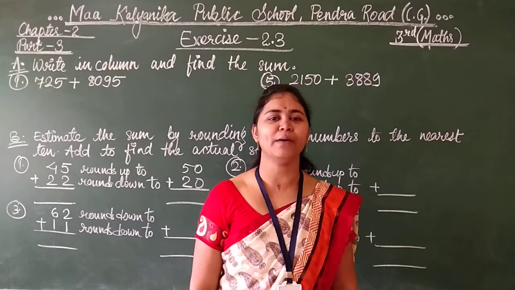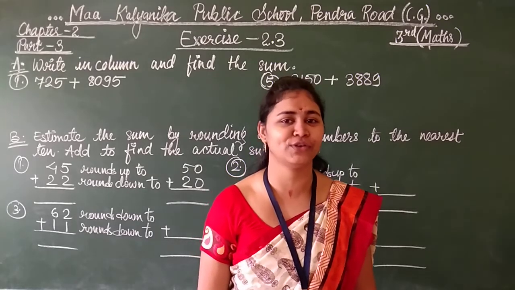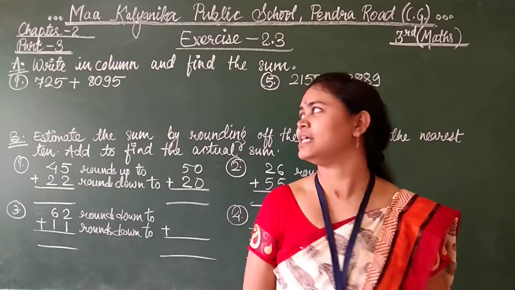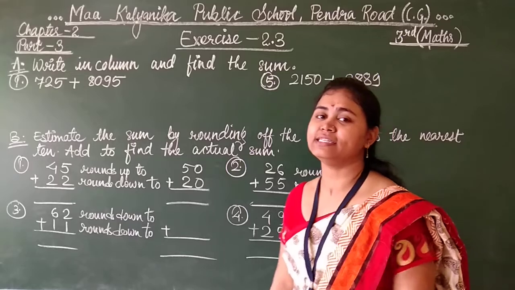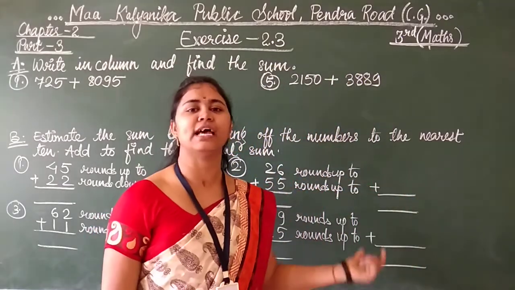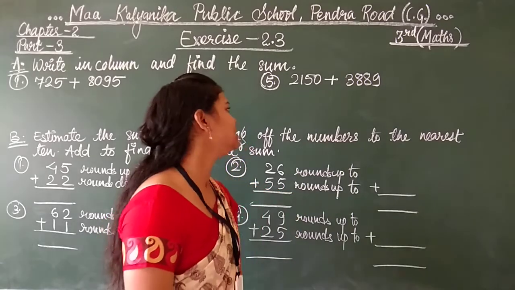In this video, I am going to teach you class 3rd Maths, exercise 2.3. So students, in exercise 2.3, two questions are there. A is write in column and find the sum, and in the second question you have to round up the number and find the estimated sum and the actual sum, means the addition is there in this exercise.